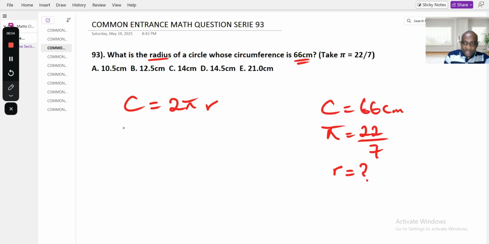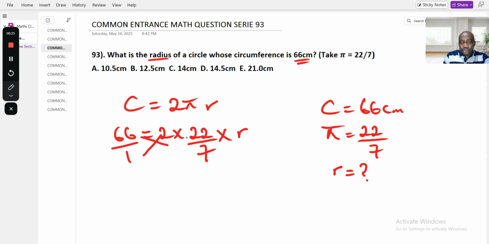Now, what is our C, circumference? 66. 2 multiplied by 22 over 7 multiplied by r, radius. Now we cross multiply. The next thing we are going to do is cross multiply. This one multiplied by this one multiplied by this. 2 times 22 is 44. Let me write it out. 2 times 22 times r.